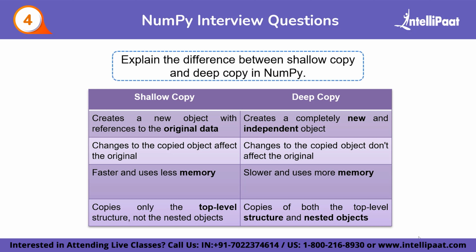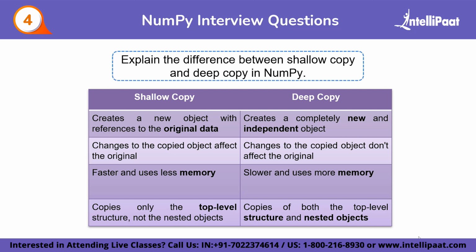While in deep copy, changes to the copied objects don't affect the original. It's so simple to understand. Obviously, if an independent object is unique, it will not affect the original data. It is in no way related to each other. Shallow copy is very fast and uses less memory, while on the other hand, deep copy is slower and uses more memory because it's unique, so it will take time to generate.